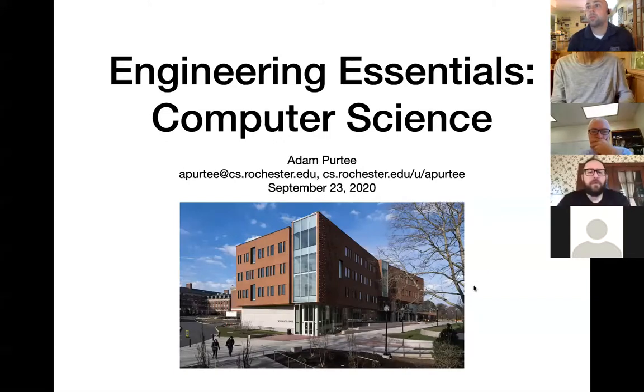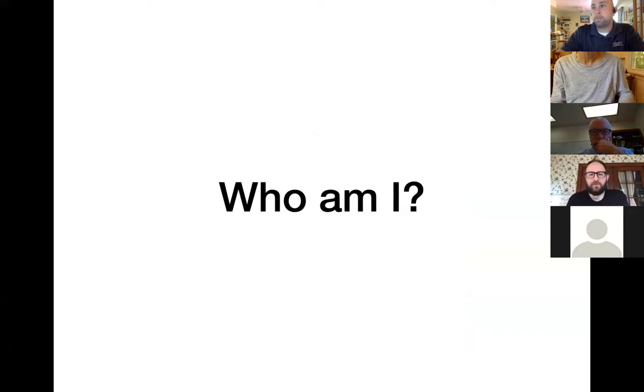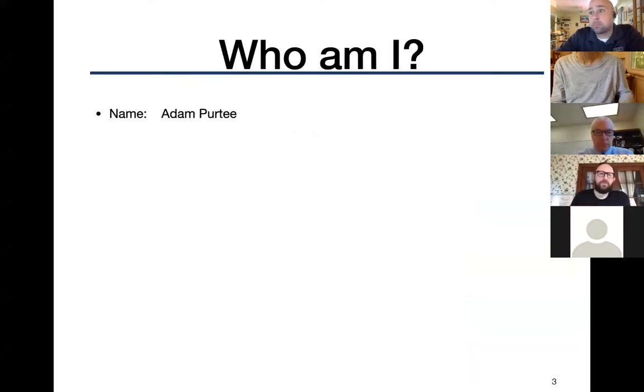Okay, so if you want to get in touch with me, the best way is probably to send me an email. My address is on the screen. It's apurtee@cs.rochester.edu. And if you want to know more, of course, I've got a faculty page too. So I can go ahead and get started and tell you a little bit about who I am.